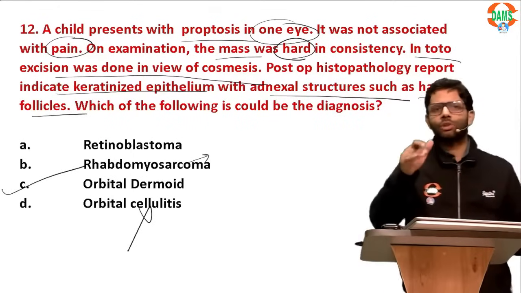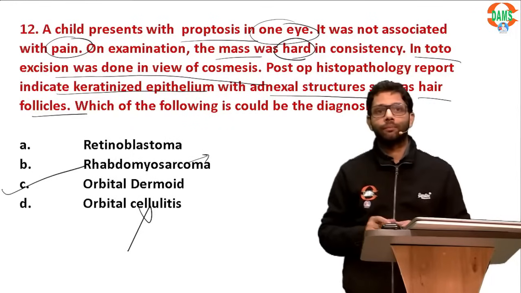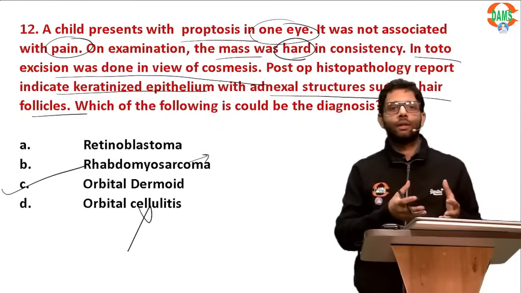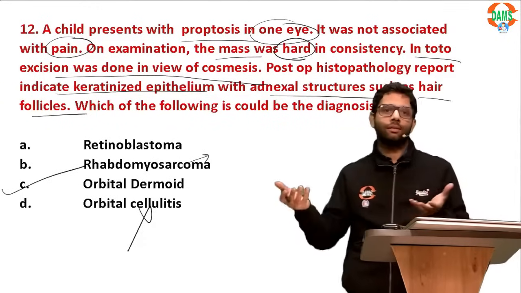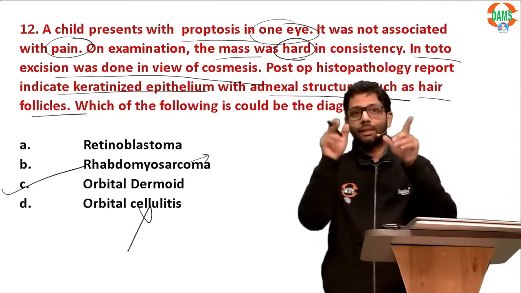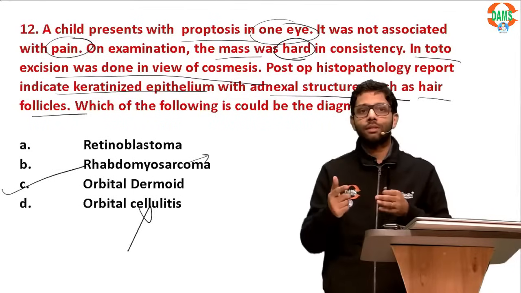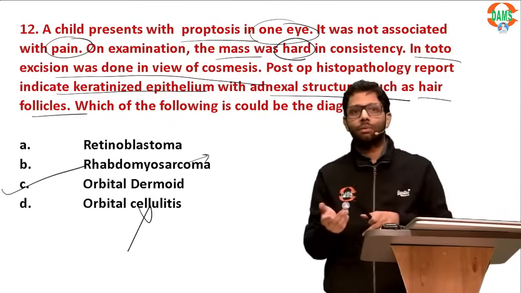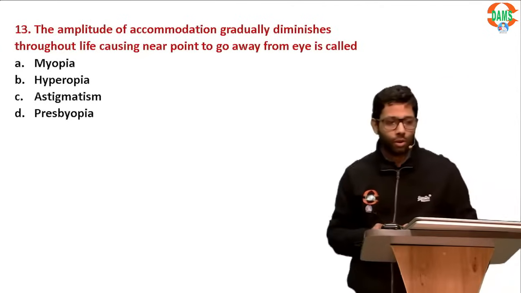Rhabdomyosarcoma is treated by chemotherapy and radiotherapy. Retinoblastoma treatment depends on the stage and grouping. Orbital dermoid: in toto excision because of cosmesis. And orbital cellulitis, you have to know. An orbital cellulitis question was also asked in one NEET exam. Remember the CT scan, radiology question, ophthalmology question, subperiosteal abscess, preseptal versus postseptal is also very important. Staging is also important. Clinical questions on orbital cellulitis are also important.